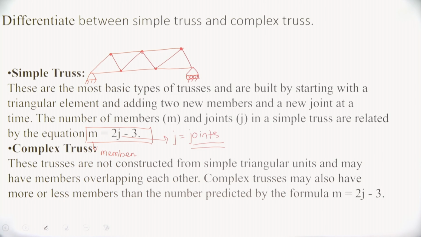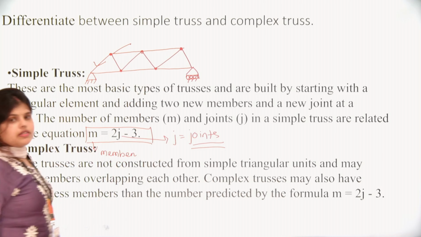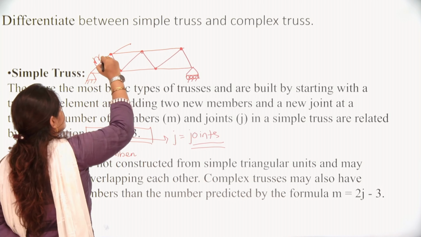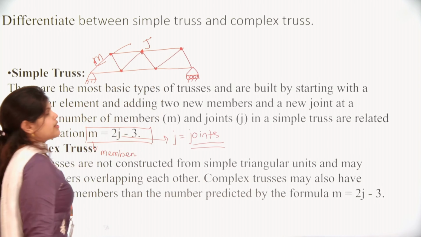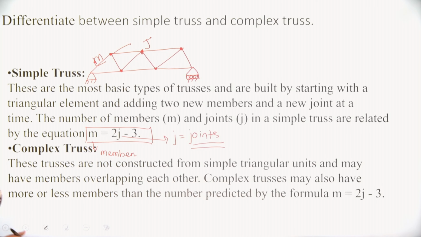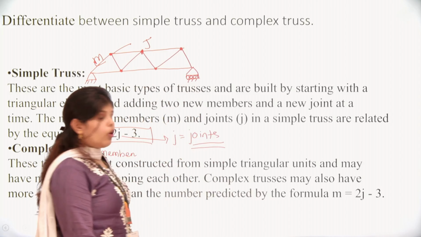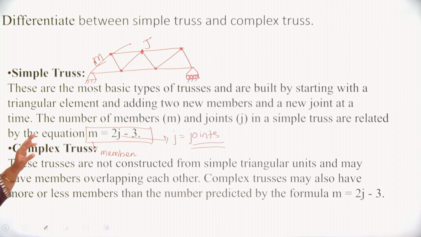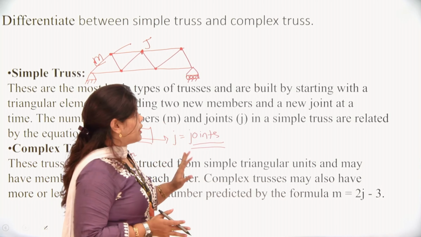This is a simple truss. You can calculate the members, you can calculate the joints. Members are what? These are the members. Here you can see the joints. But what is a complex truss? When the members are not visible properly or the members overlap with each other, then that truss will be termed as your complex truss.